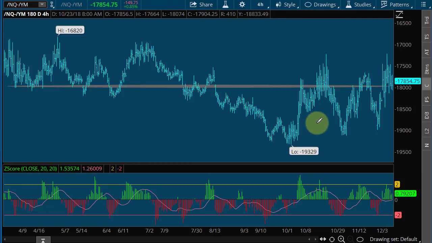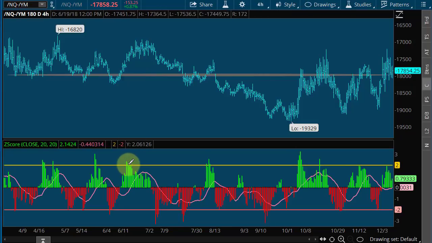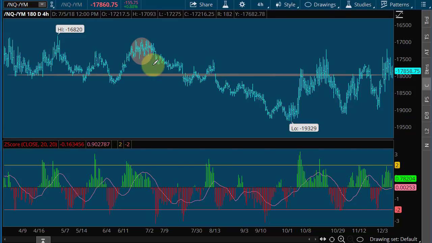We also look at this by using something called a Z-score. Now, Z-score, it's not a fancy indicator. All it is, it's just pure math. It's just telling me when this relationship is 2 standard deviations away from the mean. When it's 2 standard deviations above the mean, we're going to get way up here over 2. You can see here, 2 standard deviations above, 2 standard deviations above, 2 standard deviations above. When it gets below, same thing.